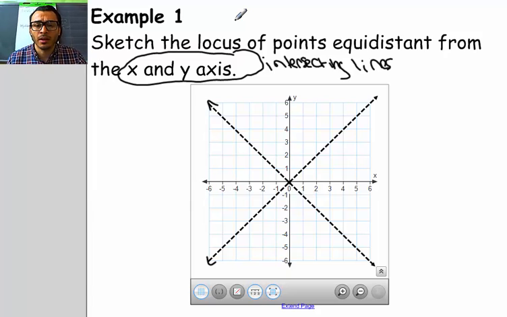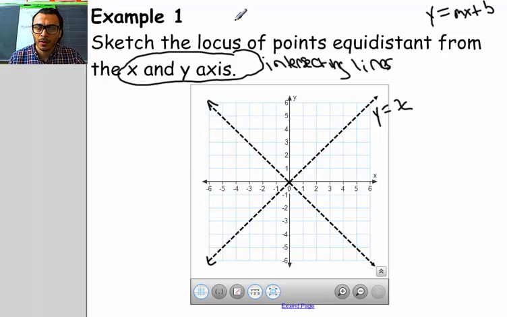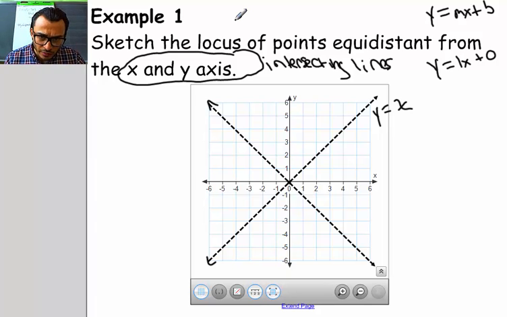So we could say the equation of this line over here is y equals x. If you recall, the equation of a line is y equals mx plus b. So obviously it's going to be y equals 1x plus 0 since it's going through the origin, but we can just simplify it to y equals x. And then the equation of this line will be y equals -x. So these are the equations that represent the locus. So the locus is the dotted lines.